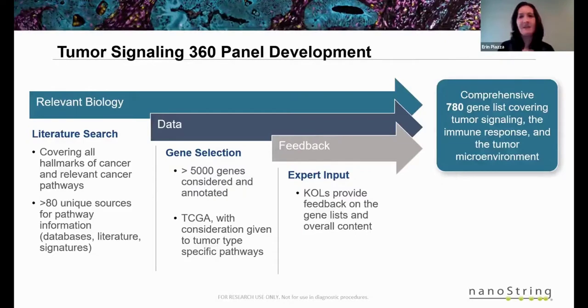And then finally, we always take feedback from our key opinion leaders to make sure that we've included all of the content and genes that would be relevant for general studies. So in the end, we have a comprehensive 780 gene list covering tumor signaling, the immune response, and the tumor microenvironment.